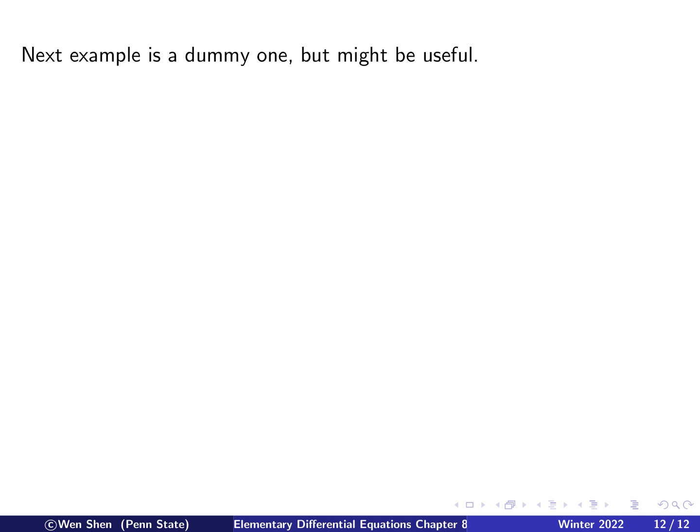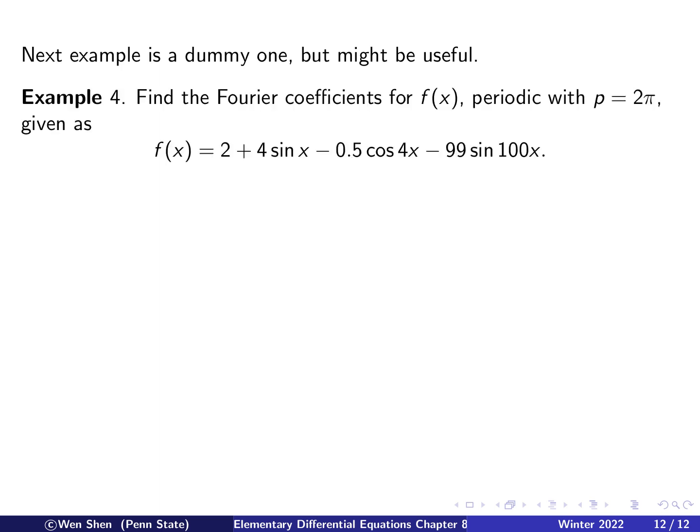Okay, so before I end the video, let's take one more example. I call it a dummy one, but it might be useful. We are given a function f of x, periodic with period 2 pi, which is given like that, and I ask you to find the Fourier coefficients. The function is 2 plus 4 sine x, negative 0.5 cosine 4x, negative 99 sine 100x.